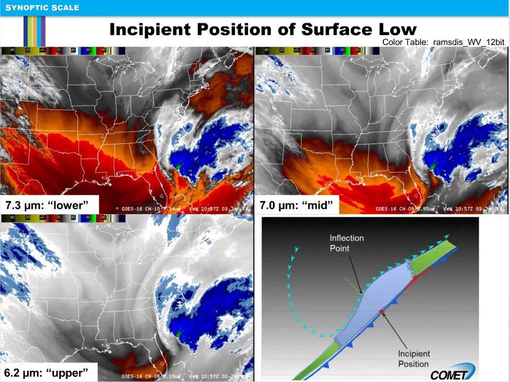Next, draw a line perpendicular to the surface front through the inflection point. The surface low often forms within 2 degrees of latitude from the intersection of the line and the surface front, which corresponds to the red circle depicted in our conceptual diagram. This technique works well in the absence of terrain. Lee cyclone effects will not work well with this technique, so be aware of terrain.